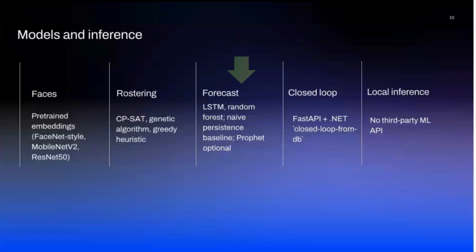The closed loop runs in FastAPI and is triggered from .NET through the closed loop from DB endpoint. And all of this is local inference on the research service. There is no third-party cloud machine learning API.